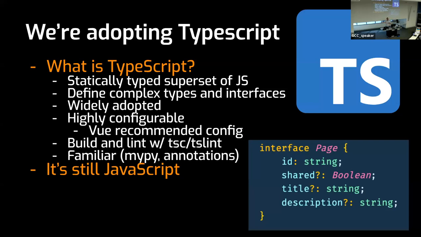We figured we'll go as strict as we can on the initial implementation, instead of trying to retrofit a bunch of fixes into half-baked TypeScript down the road, right? So you build it and lint it with a couple of utilities, and it should be pretty familiar to anyone that's used Python's type annotations. It's kind of the same idea. They're optional annotations that are enforced by tooling, and the bottom line is it's still JavaScript.